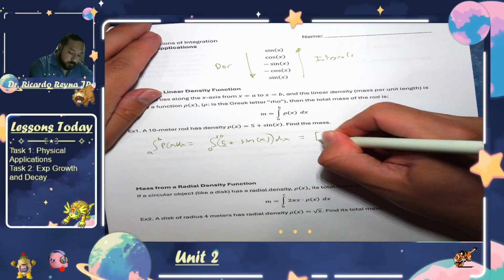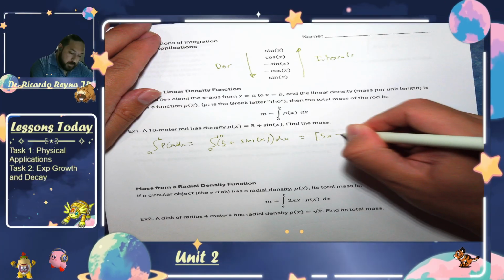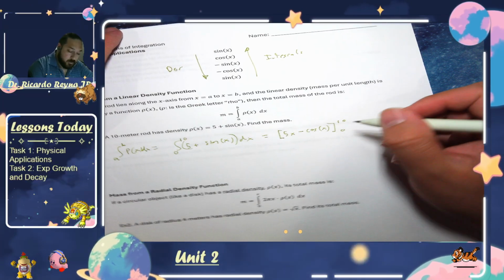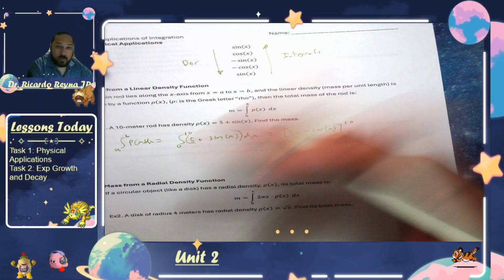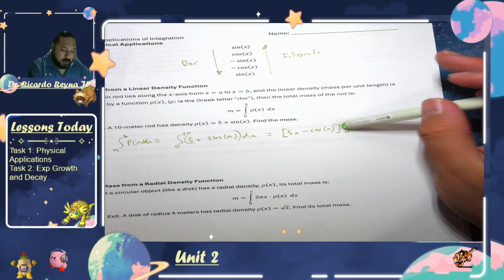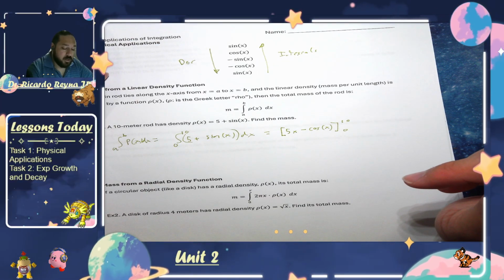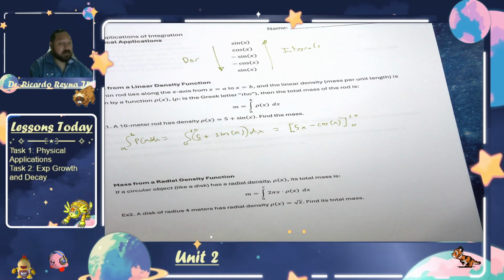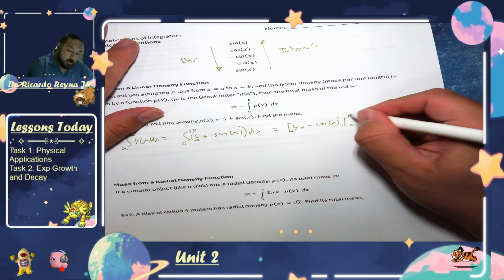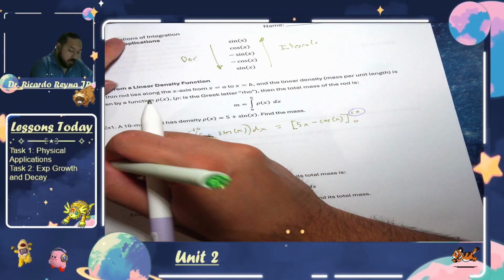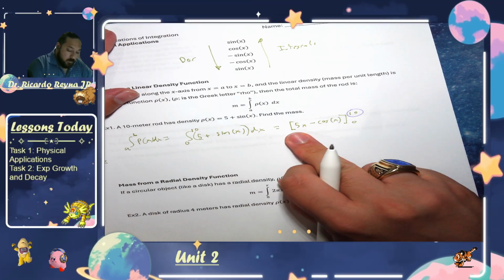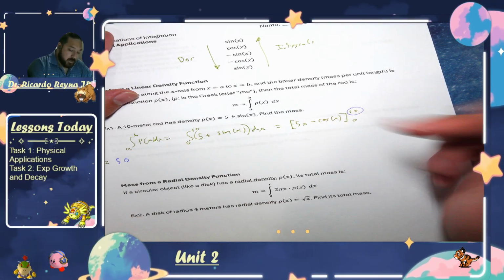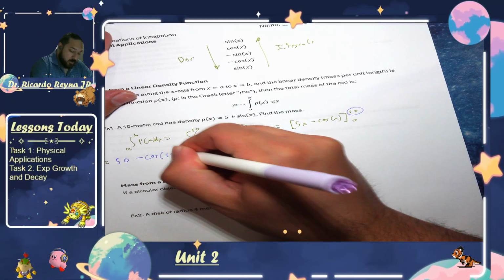We do this integral, and we get 5x minus cosine of x from 0 to 10. Let me go ahead and actually do it. We're going to fill this out when it's 10. So we have 5 times 10, which is 50. And then x is 10, so negative cosine of 10.